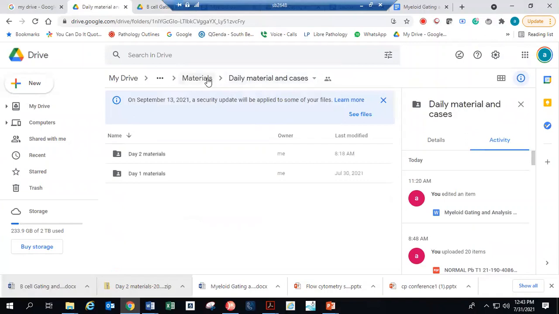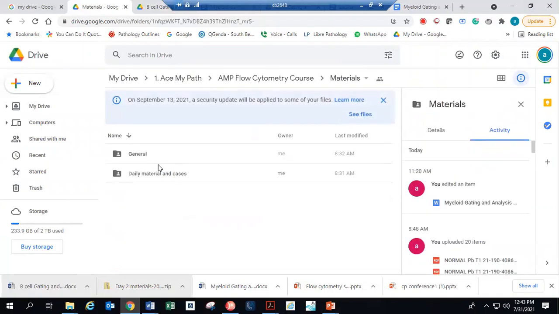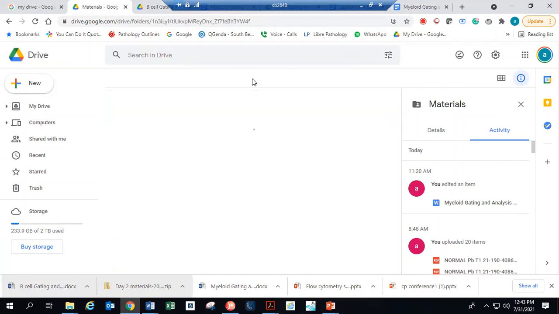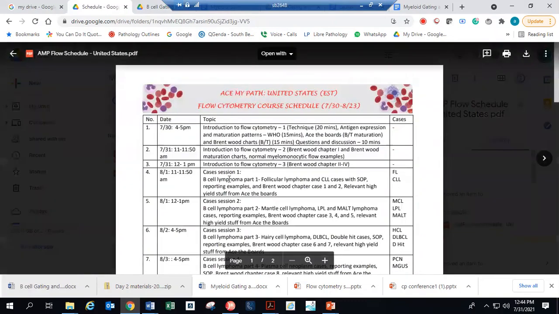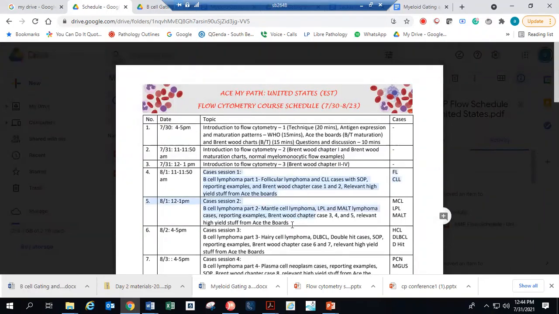From tomorrow onwards, let's see the schedule. So that's the schedule. Tomorrow onwards, we are going to dive into the cases, and Rajeshri has pulled out some cases, and she'll be pulling out most of the cases for us actually. She'll go through the cases before we go into the Brentwood book and read about those cases as well. So if you want, you can go through the basic stuff on Brentwood before we start tomorrow's session.